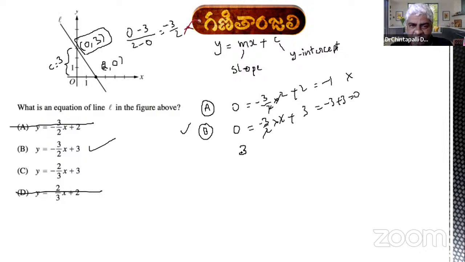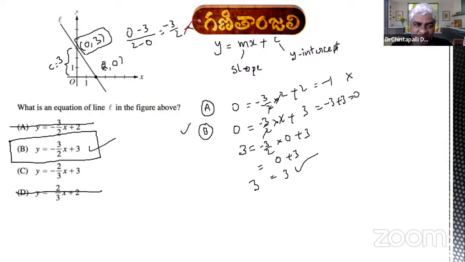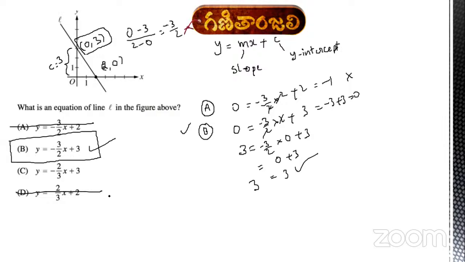3 equals minus 3 by 2 times x, which is 0, plus 3. Minus 3 by 2 times 0 is 0, plus 3. 0 plus 3 is equal to 3. 3 is equal to 3, a correct statement. So the second equation satisfies both points. That's why option B is correct. Once we confirm that both points are satisfied in option B, we need not verify the remaining options. These are the two methods. Okay, that's good.